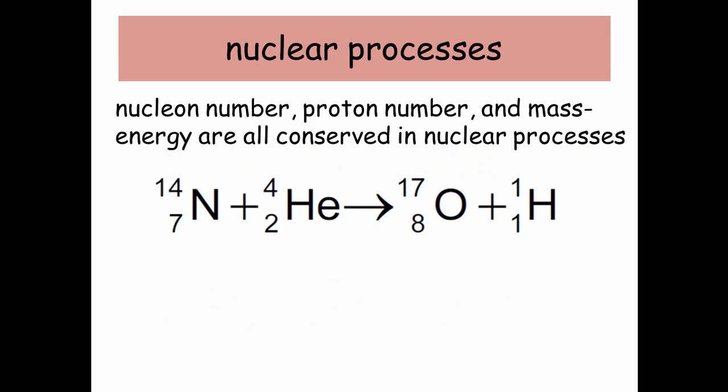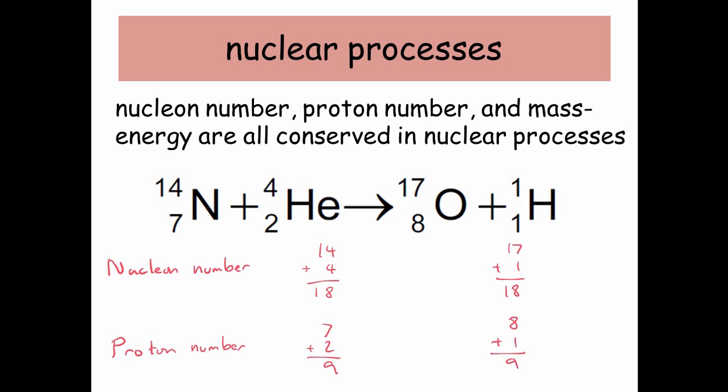Nuclear processes. Nucleon number, proton number, and mass energy are all conserved in nuclear processes. So here we've got a nitrogen nucleus and a helium nucleus that are fusing, and they become oxygen and hydrogen. So if we look at the nucleon number, we've got 14 plus 4, and that equals 18, and that should be the same on the other side. So we've got 17 plus 1, and that makes 18. If we look at the proton number, on the left-hand side we've got 7 plus 2, which is 9, and on the right-hand side we've got 8 plus 1, which is also 9.